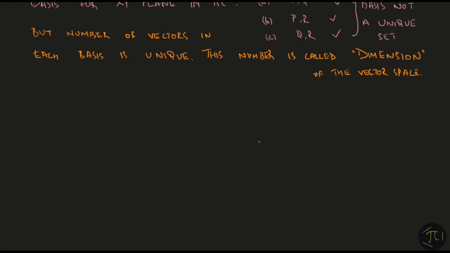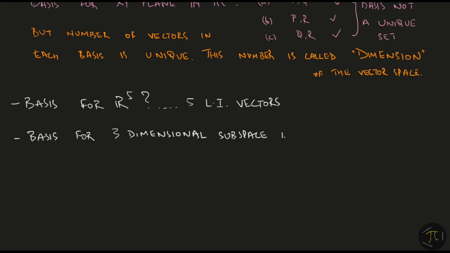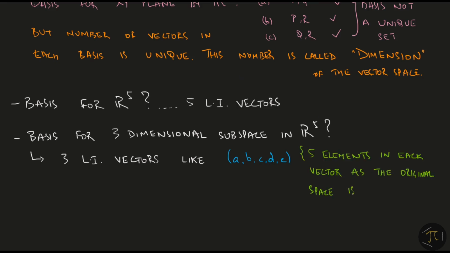होंगे. Now what about the basis for the vector space R5? Every basis for it would have 5 linearly independent vectors. What if I want a basis for a 3-dimensional subspace in R5? Remember that a subspace is a vector space in itself. So for a 3-dimensional subspace in R5, I would need 3 linearly independent vectors that look something like A, B, C, D, E. मतलब 5 elements in each vector, because vectors की original दुनिया is 5-dimensional. लेकिन I need only 3 such linearly independent vectors to form a basis for a 3-dimensional subspace.